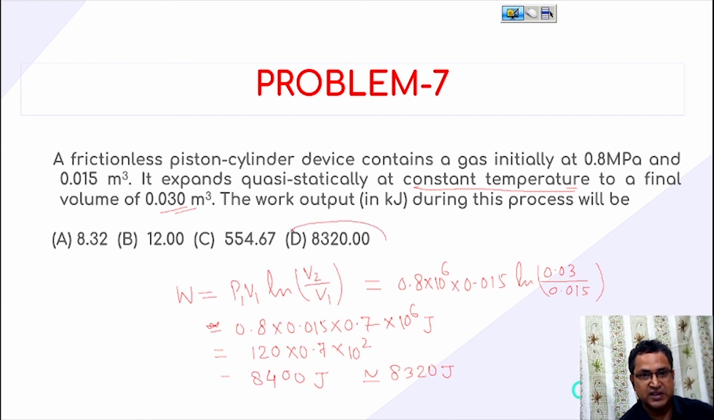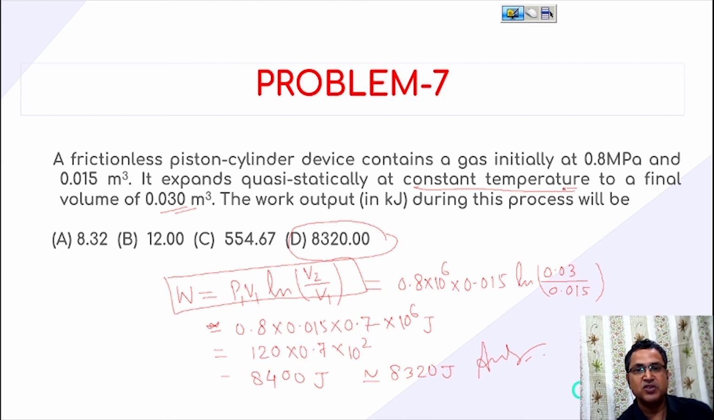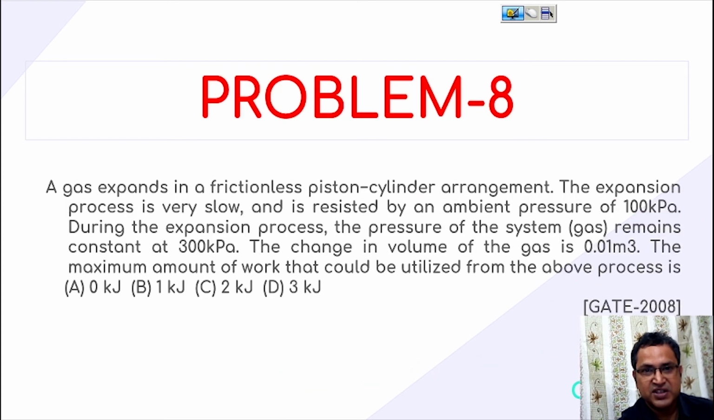So the answer is D, because I am taking it as 0.7 while it should be 0.693. Once you put 0.693, you will get around 8320. So this much amount of joule work has been done. We have just used the isothermal process formula, P1 V1 ln V2 upon V1, and you will get the required result. This question was asked in GATE exam. In GATE, some questions are direct formula based problems, so you have to be very cautious regarding this.